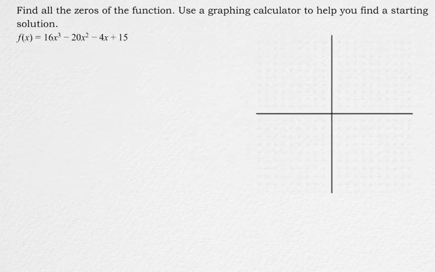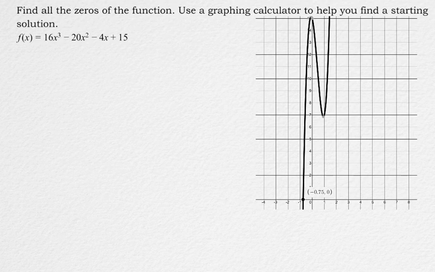Here's the last of the big polynomials that we'll have to solve. So it says find all zeros of the function, use a graphing calculator to help you. So I put it into Desmos and I got a graph like this. The important thing is it gives me an x-intercept of negative 0.75. So I could write a factor as x plus 0.75.